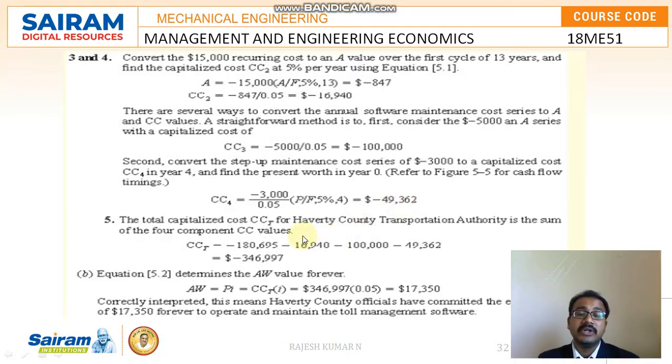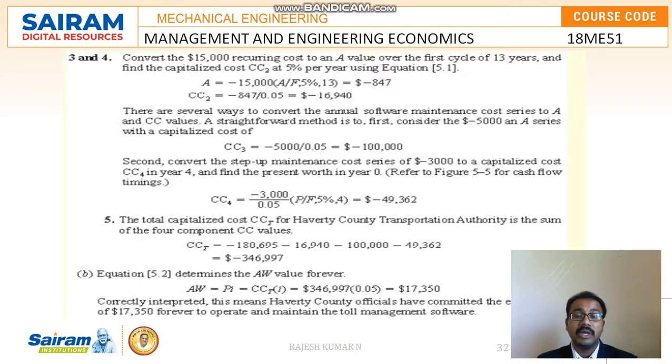And the next step, the total capitalized cost CCT for Haverty County Transportation Authority is the sum of the four component CC values. So I'll be adding up all these values: minus 1,80,695 plus minus 16,940 plus minus 1 lakh plus minus $49,362. So altogether I'll be getting the total capitalized cost for all these years as $3,46,997.